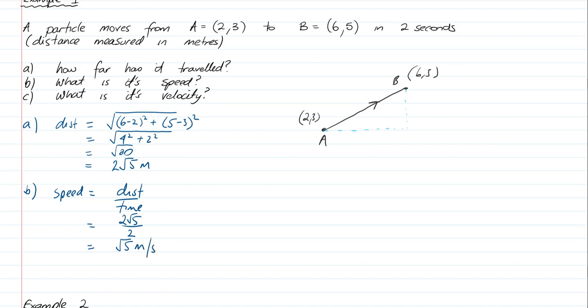And that's our speed. And then we're after velocity. So this is where we really get to see the difference. Now, if we define vector AB, well, that's got a direction because it's a defined vector. So we could define our velocity as this speed, √5, in the direction of AB. But we don't really know the direction of AB, so we're going to be a bit more specific.